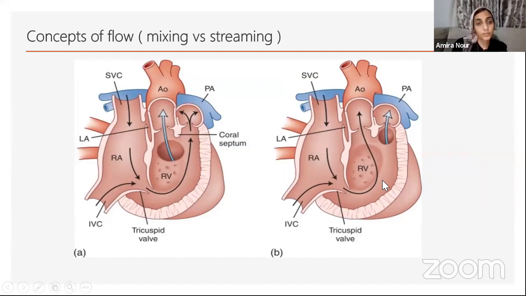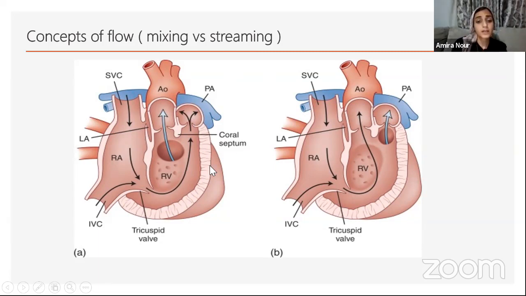Before I go into the details of pathophysiology, I have to discuss an important concept, which is the concept of flow in patients with congenital cyanotic heart disease. We are going to discuss only the intracardiac mixing of blood versus the streaming of blood in patients with double outlet right ventricle.